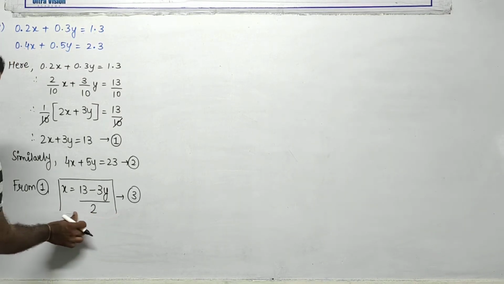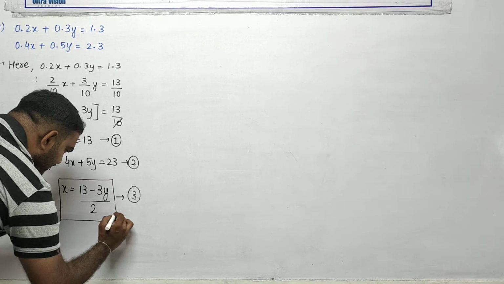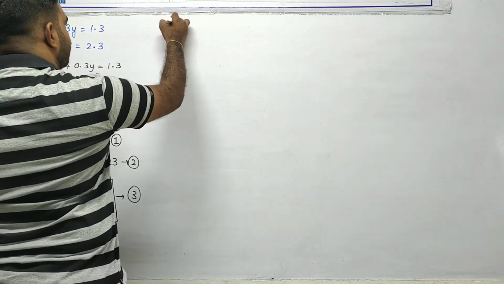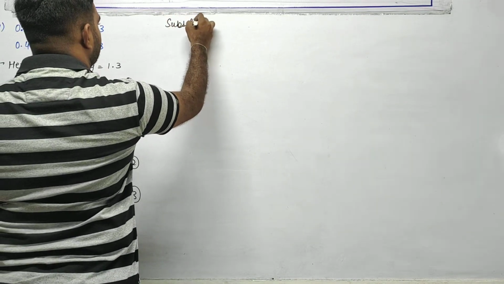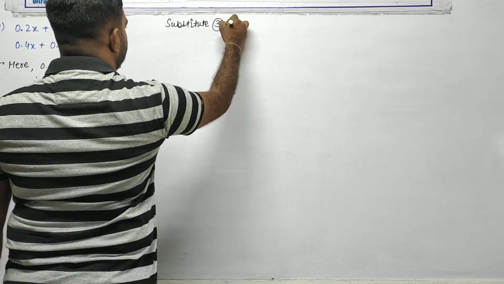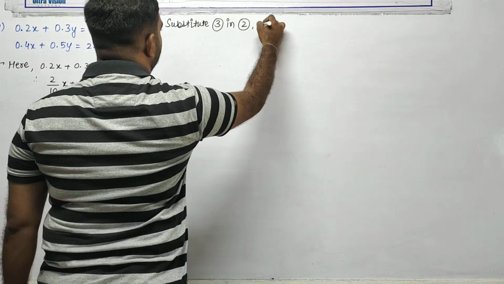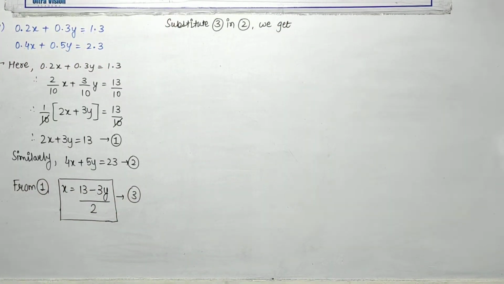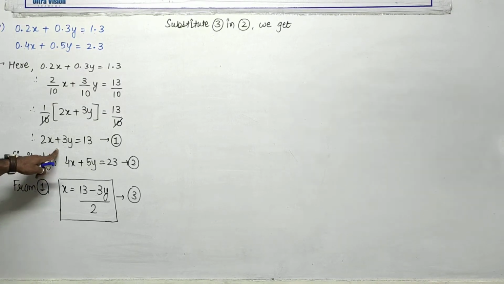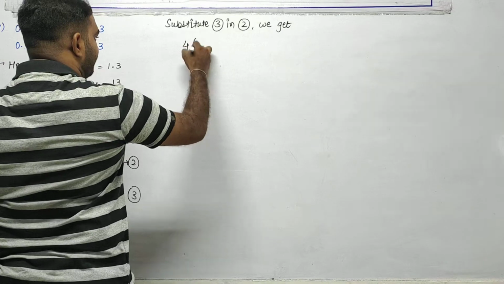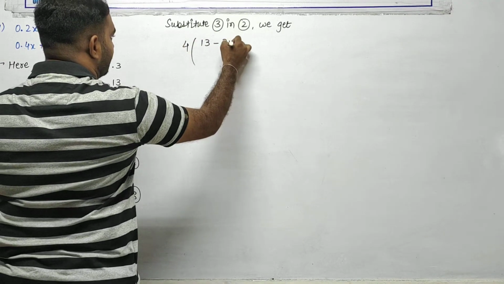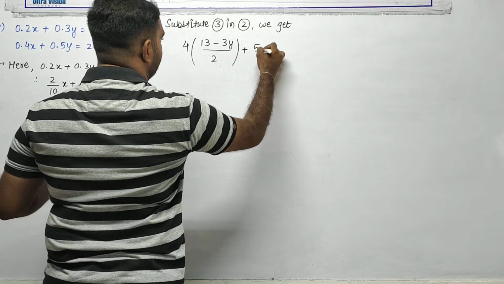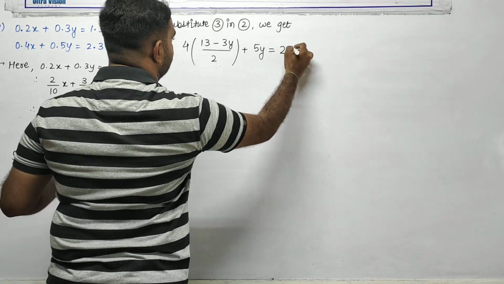Now, at the third result, we have to substitute also. If I substitute this result 3 in the second equation, I will get 4 into 13 minus 3y upon 2 plus 5y is equal to 20.